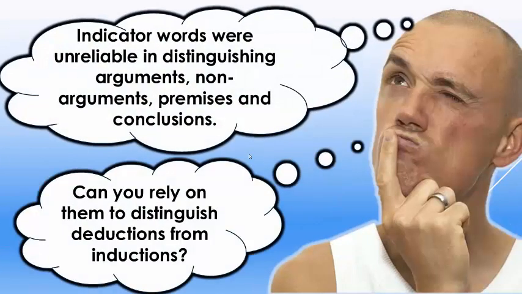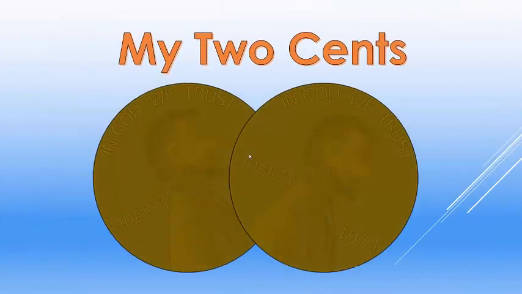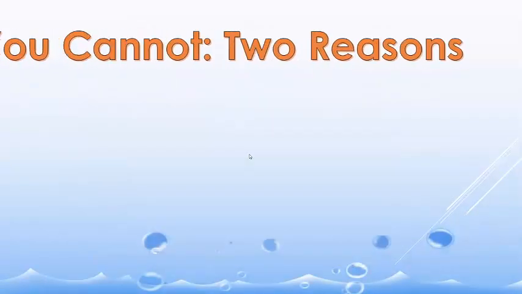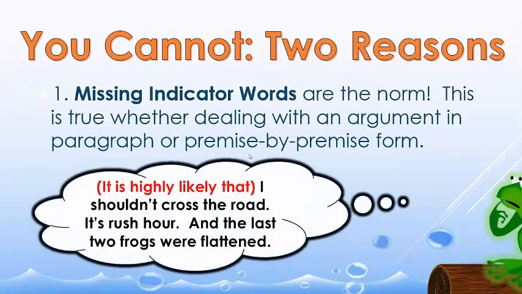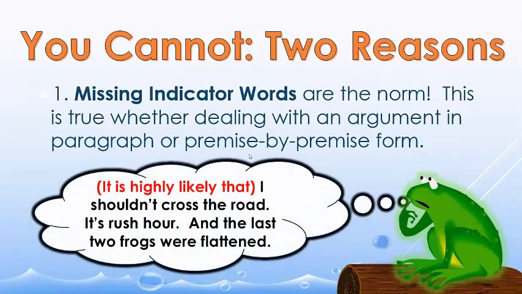But once again, we have a problem. In the last lesson, we learned that indicator words were not reliable in distinguishing arguments and non-arguments, premises versus conclusions. So can you rely on them to distinguish deductive and inductive support? And for my 2 cents, the answer is this: no way you can. For one thing, missing indicator words, as in the last lesson, are the norm. And that's true when you're dealing with an argument in a paragraph or in a premise-by-premise form.